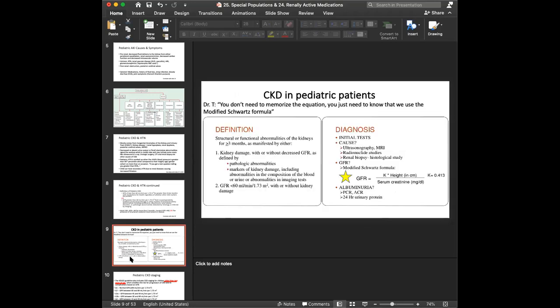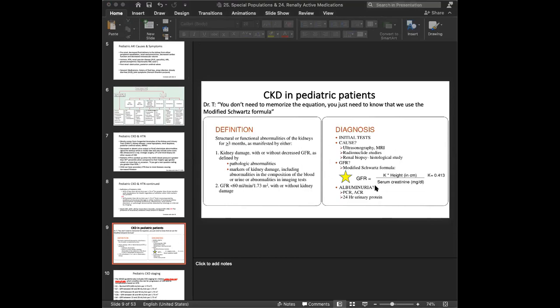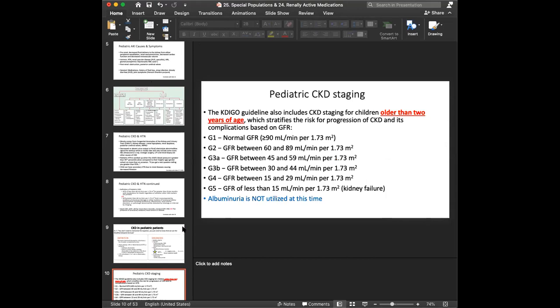Okay, so you don't need to memorize this equation for Dr. Chisel, but you do need to know that this equation is called the modified Schwartz formula, and it exists. So in children, to get a GFR, it's going to be different. It's taking height into effect, and so on and so forth. So just know that it's the modified Schwartz.